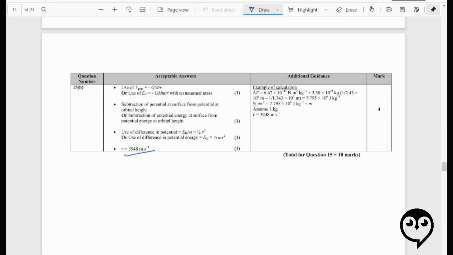That's good. Okay, so there's some calculation information there on the right if you like. Use of the gravitational potential, multiplying it by the m to get your EP, but that's gravitational potential energy, right? Okay, so you get a mark for doing that.